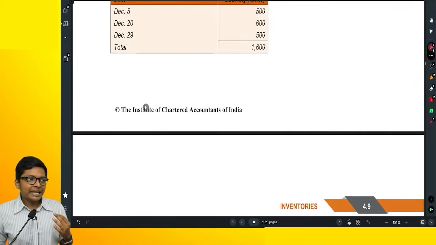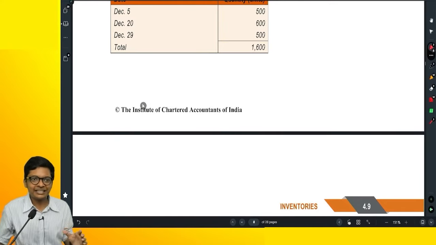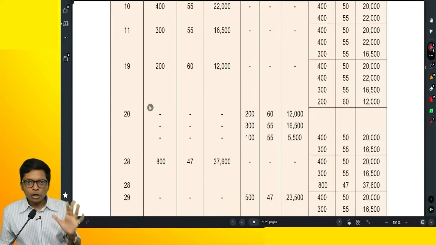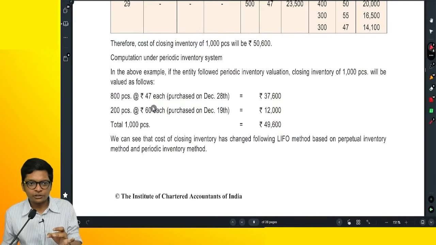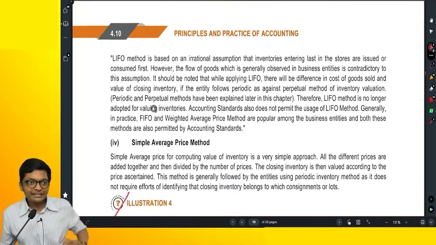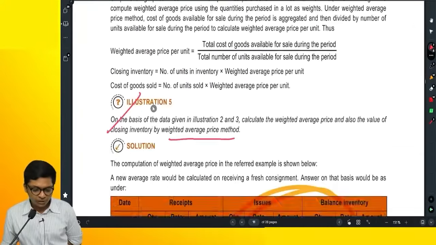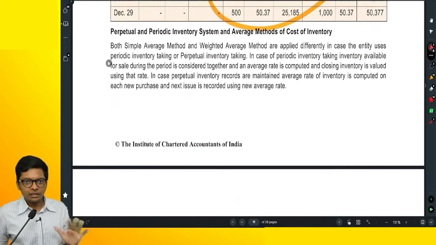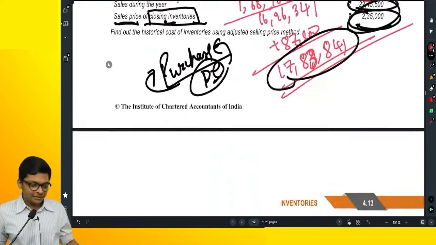Illustration 8, 9, 10. Basically, till yesterday we did half of it, previous time I did. But what are we seeing today? Periodic versus perpetual, and today's 3 sums are completely new. We are doing it for the first time. That's why I wanted to do it fresh in the morning when your mind is fresh, because these require some thinking to do.